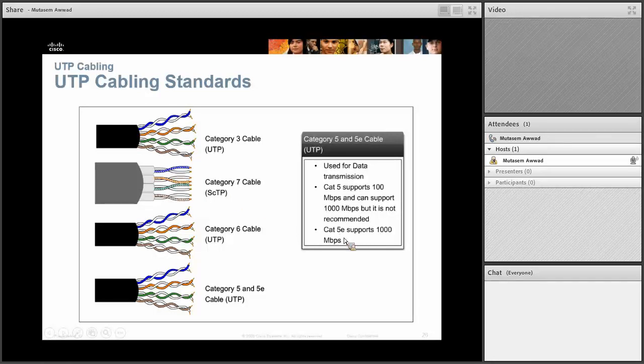Cat 5 Enhanced supports 1,000 megabits per second on a copper wire, and most buildings have it, and it's the least expensive too. So that's why a lot of people will go for that. They don't have to change the wiring. All they've got to do is change their NICs to gigabit Ethernet, and they're good to go.